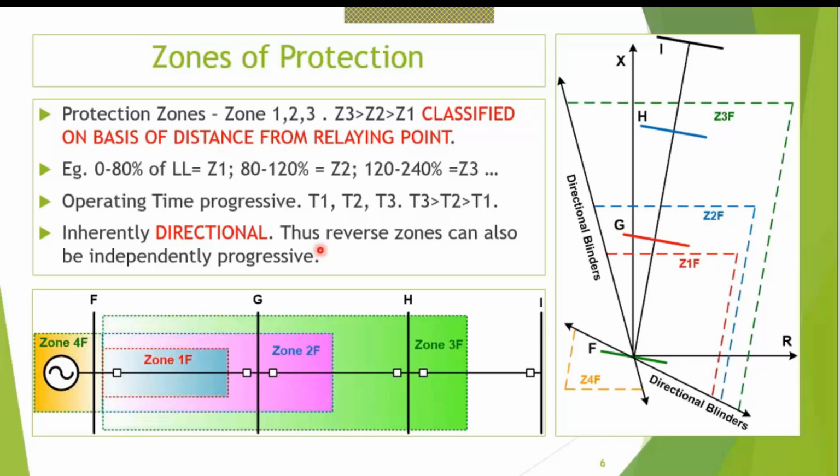Now the reverse zone can also be independently progressive. You can see, like the method we are having a progressive zone over here in the forward direction, we can also have a progressive zone in the backward direction. It is so flexible. Generally we use only one zone for backward protection, but we can have more.